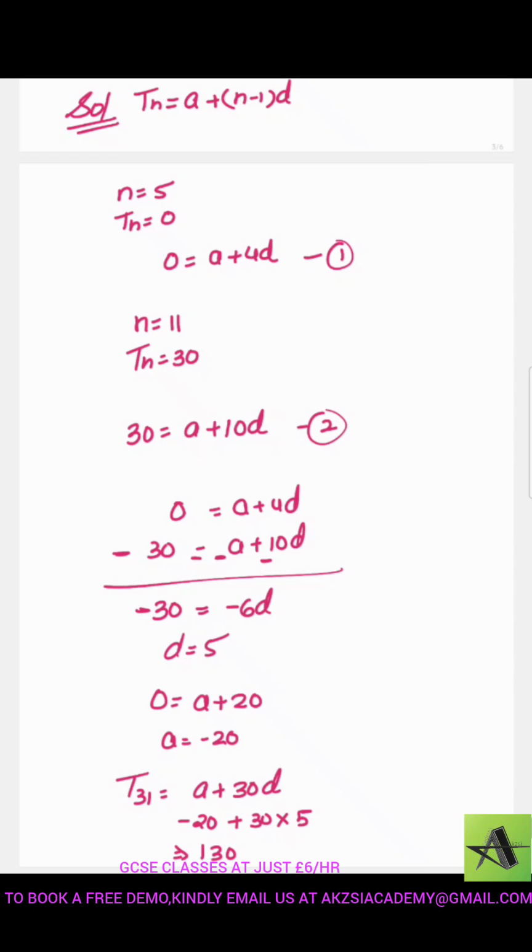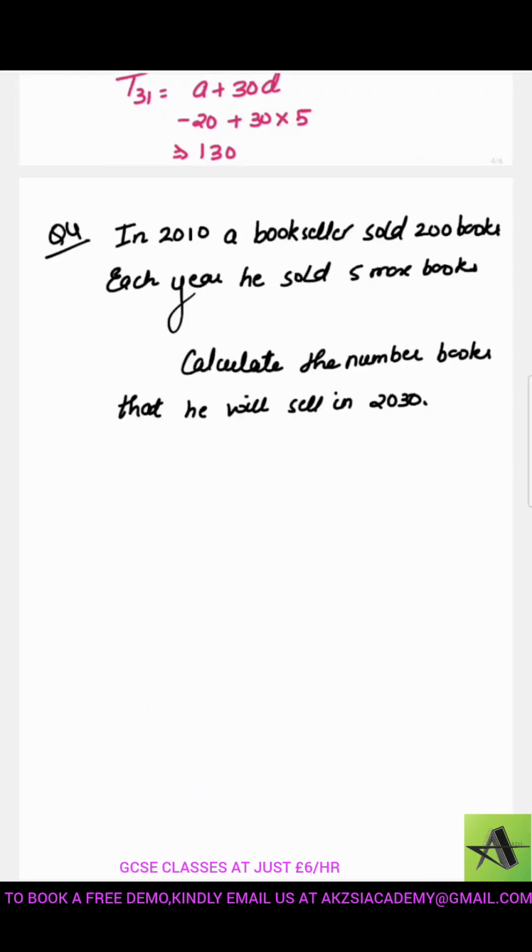So that's your final answer. See, this question says in 2010, a bookseller sold 200 books. Each year, he sold 5 more books. Calculate the number of books he will sell in 2030.